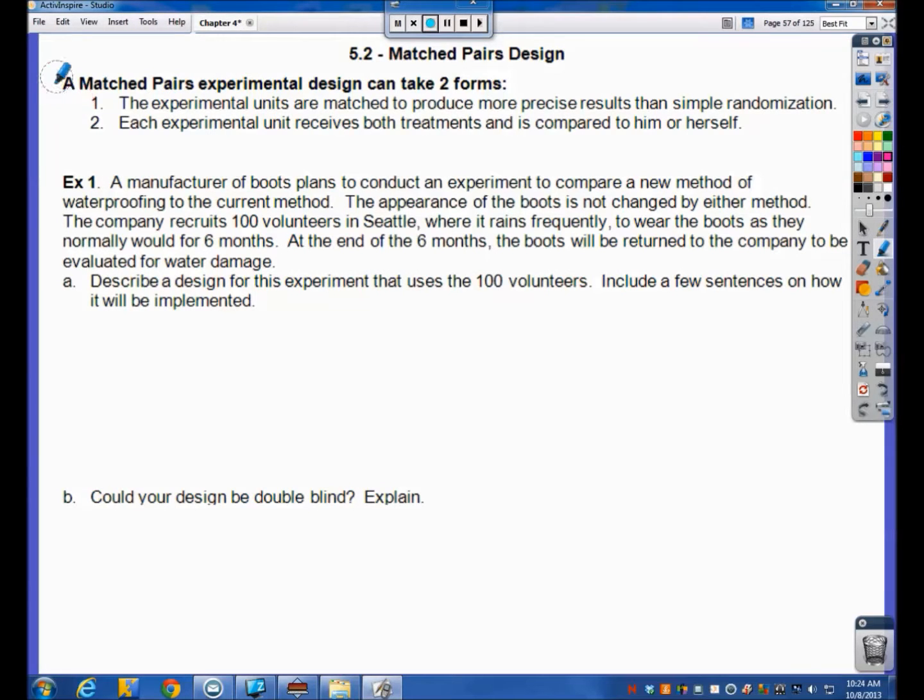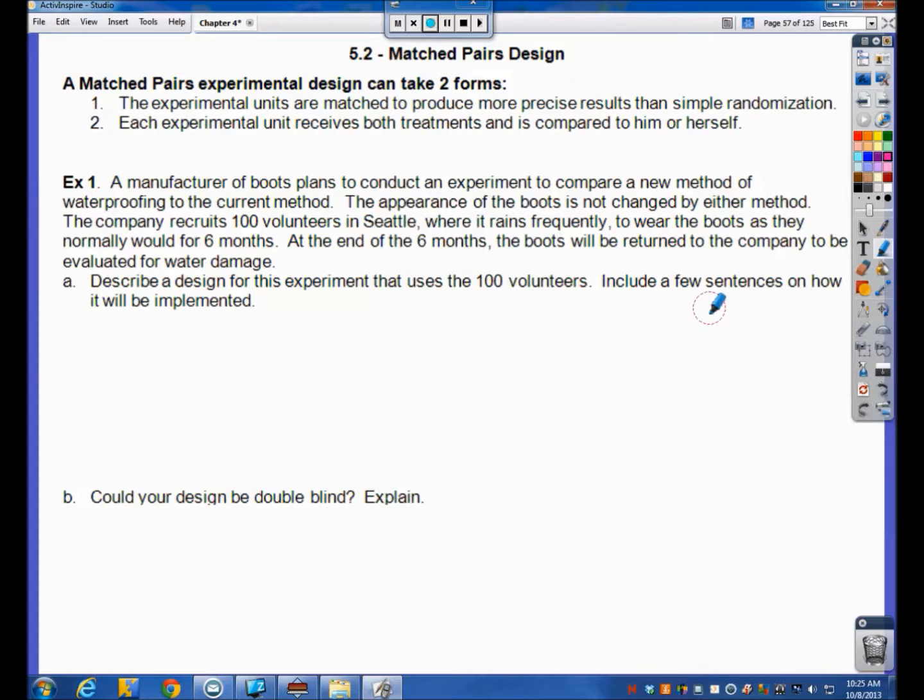So here's our main information right up here at the top. A matched pairs experimental design takes two forms. The experimental units are matched to produce more precise results than simple randomization. Or number two, each experimental unit receives both treatments and is compared to him or herself. Now hopefully you understand the idea behind number two.